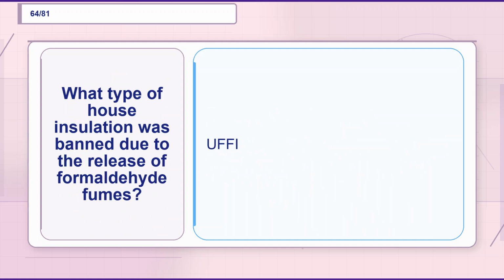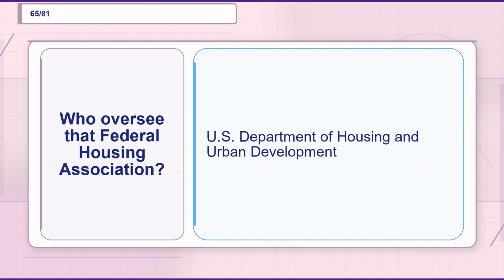Flashcard 64. Term: what type of house insulation was banned due to the release of formaldehyde fumes? Definition: UFFI. Flashcard 65. Term: who oversees the Federal Housing Administration? Definition: U.S. Department of Housing and Urban Development.